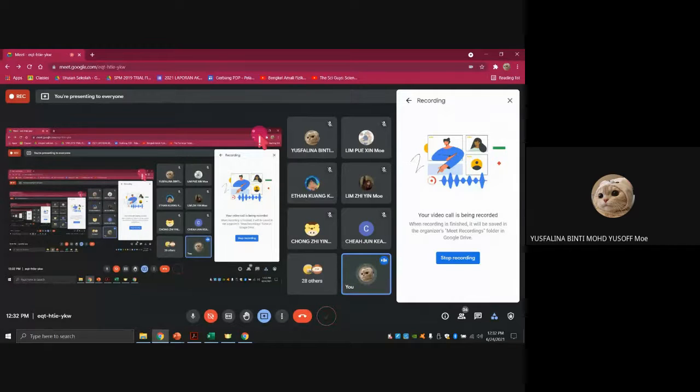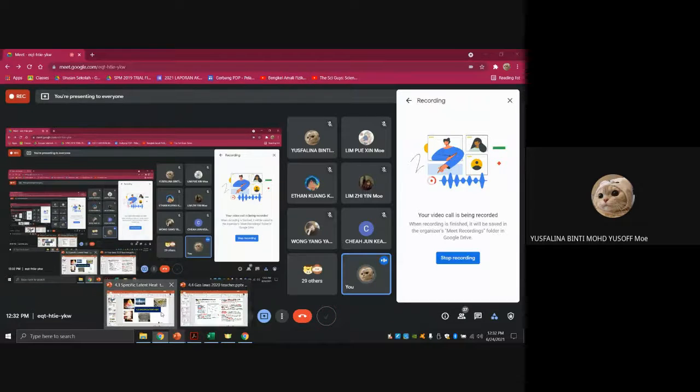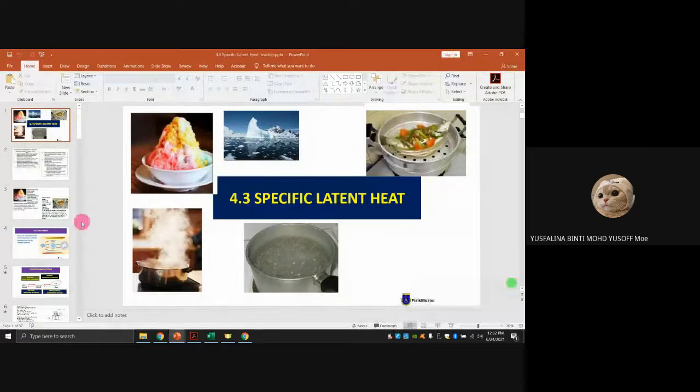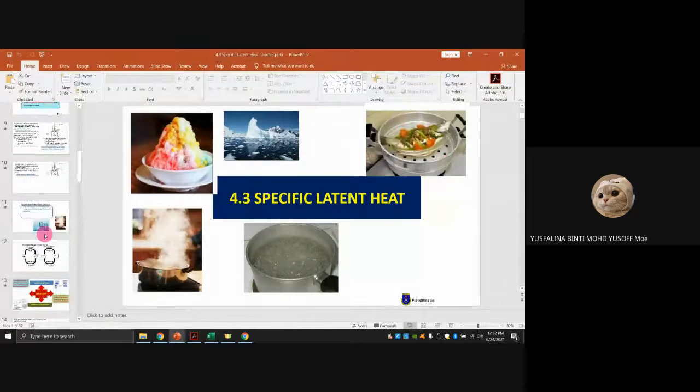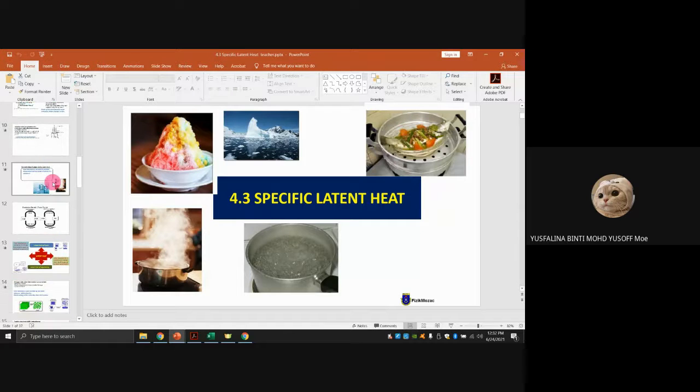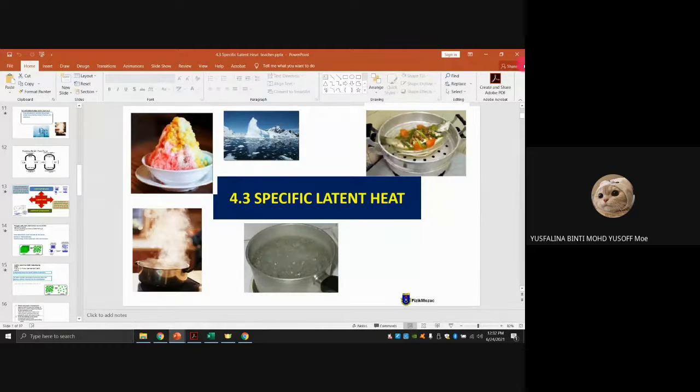All right, so we continue. Can you check for me whether we already finished all the questions for the specific latent heat? Did we finish or answer all the questions for the specific latent heat? Yes. Okay, so we can move on to the next one, that is gas law.